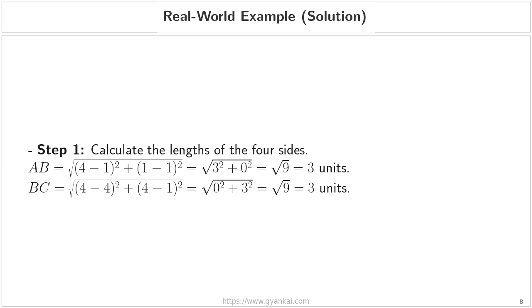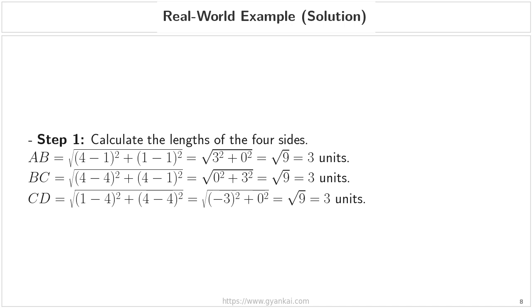Next, let's look at side BC. We calculate the square root of (4 minus 4) squared plus (4 minus 1) squared. This simplifies to the square root of 0 squared plus 3 squared, which also gives us the square root of 9, or 3 units. Moving along to side CD, we find the square root of (1 minus 4) squared plus (4 minus 4) squared. This simplifies to the square root of negative 3 squared plus 0 squared, which again results in the square root of 9, or 3 units.